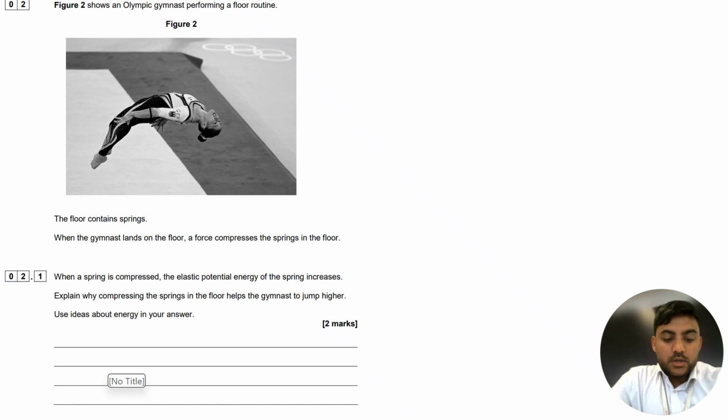Figure 2 shows an Olympic gymnast performing a floor routine. The floor contains springs. The gymnast lands on the floor. The force compresses the springs on the floor. When the spring is compressed, elastic potential energy of the spring increases. Explain why compressing springs on the floor helps the gymnast jump high.